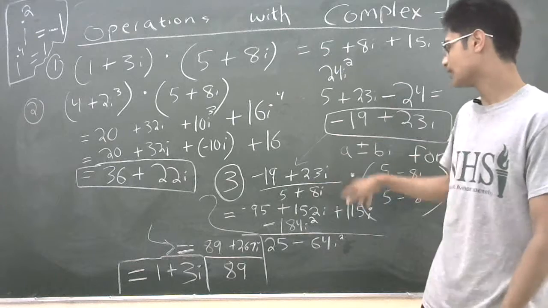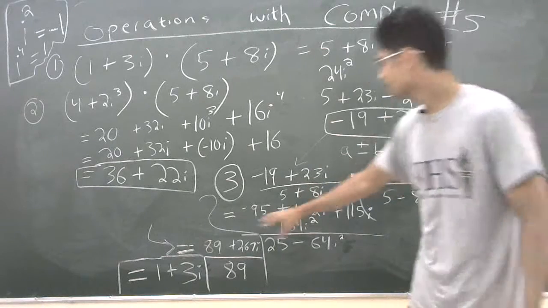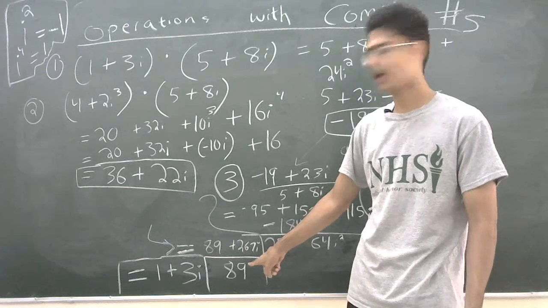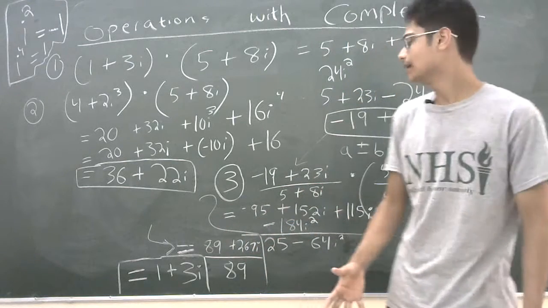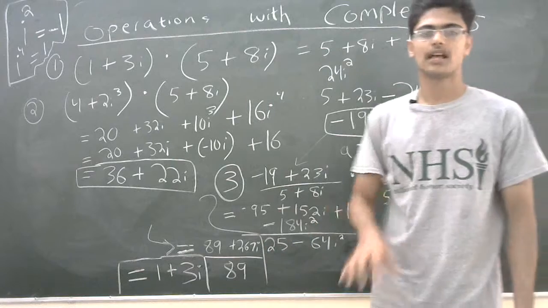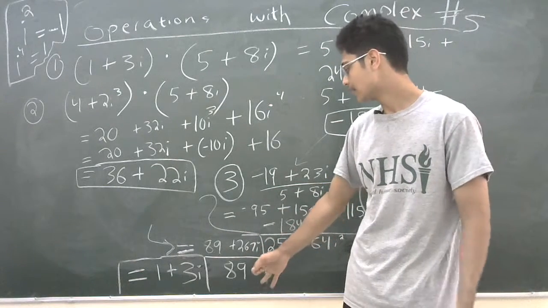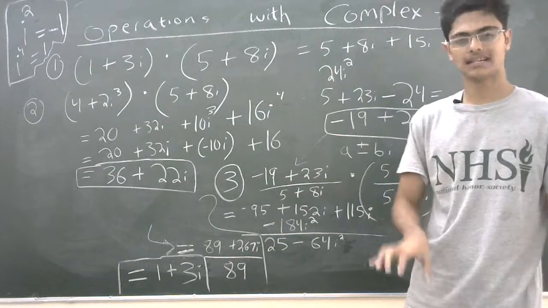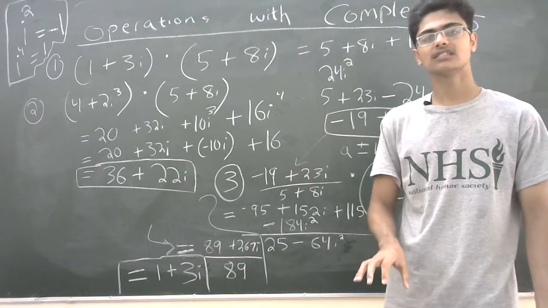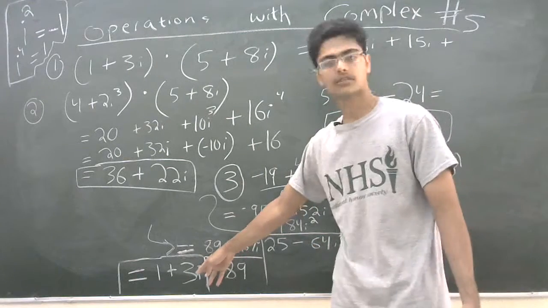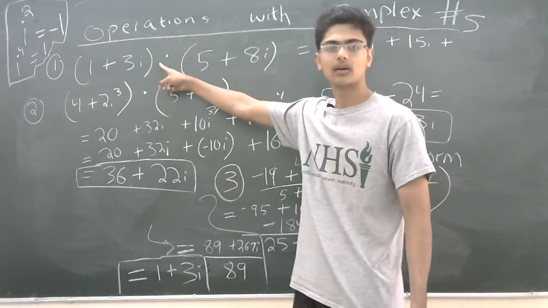And solving this out, using just the distributive property and adding and subtracting everything, we get 89 plus 267i all over 89. And so really, of course, you can split this into two fractions with a common denominator of 89. So you really have 89 over 89 plus 267i over 89, which is essentially 1 plus 3i. And that's what we had earlier here.